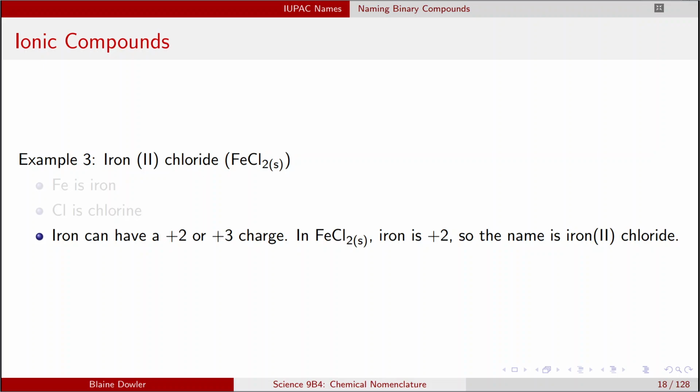We know it's +2 because chlorine can only take the -1 charge. We don't see any markings of charges, so they have to add up to 0. So the iron has to perfectly balance the chlorine. If we have 2 negatives from the chlorine, we have to have 2 positives from the iron.